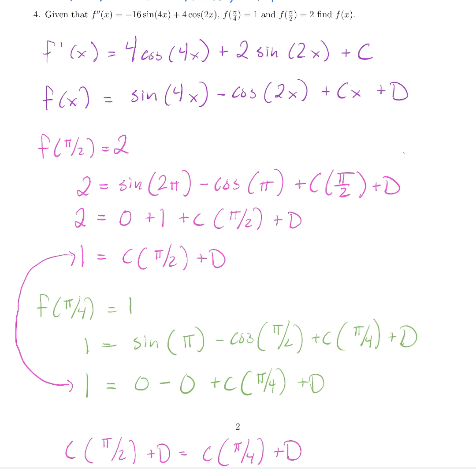Okay, so let's see, we're starting with a second derivative. All of our given information is about f, so we have to step back to f prime, then we have to step back to f before we can use any of our given information. All right, so we have to think about this.